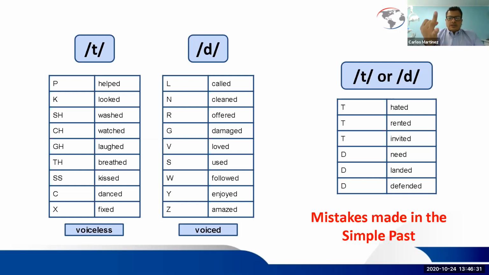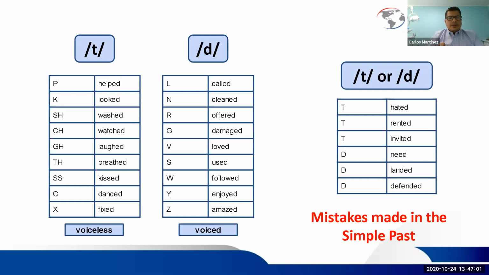Invite, two syllables, T sound. Again, the letter E is not pronounced. Invite. So now I'm going to say invited. Now also with the D sound: need. So we have needed. Here's a typo, sorry, it should be ED, needed. Land, one syllable, landed.